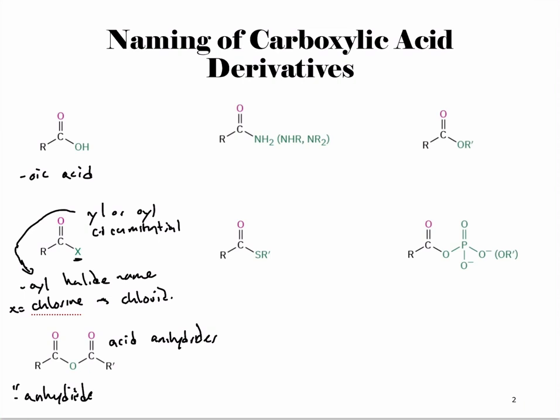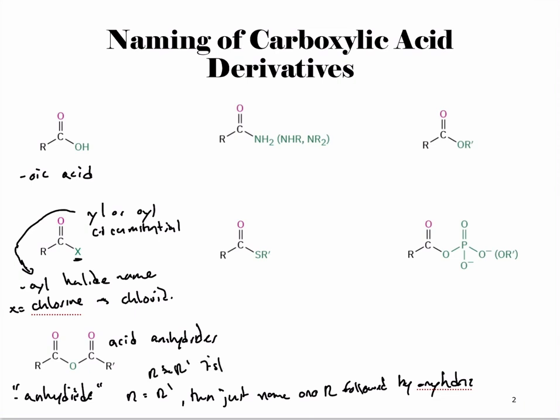If we have a symmetric anhydride, meaning that R equals R prime, then you just name one R followed by anhydride. And if you have asymmetric ones, where R does not equal R prime, then you list them in alphabetical order. So that's how we're going to name acid anhydrides.